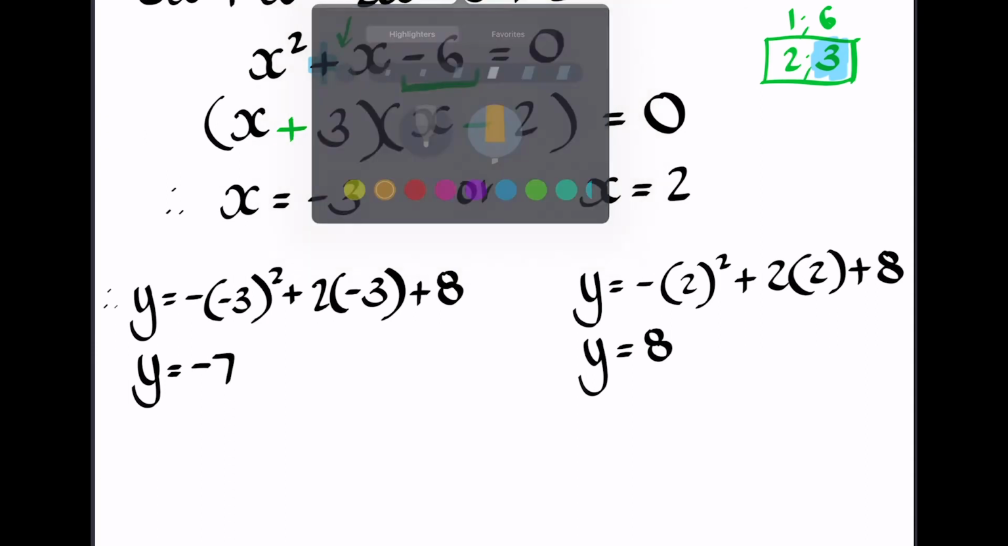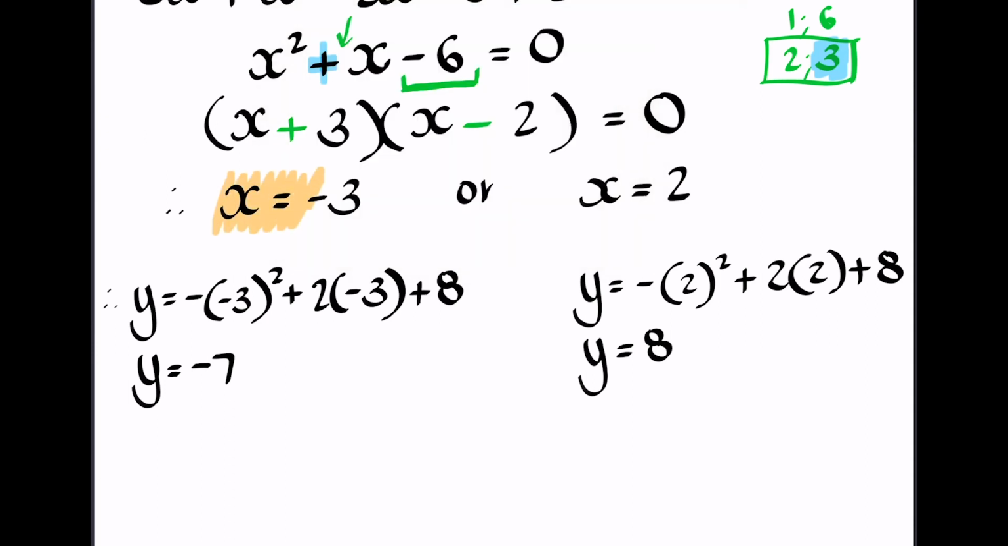So we had an x value of negative 3. We've just determined that the corresponding y value is negative 7, and we have an x value of positive 2, and the corresponding y value is 8.